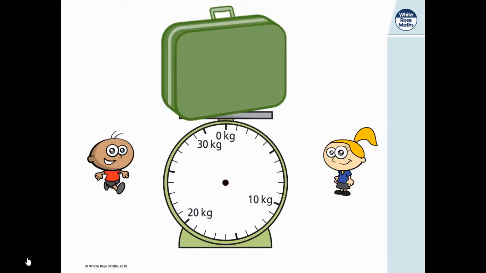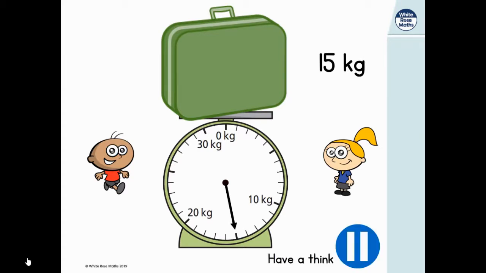Eva now decides to put even more things in her bag, and her bag now has a mass of 15 kilograms. She says to Tommy, can you have a go at drawing the arrow to show where 15 kilograms is? This is where Tommy draws his arrow. Pause the video here. Is he correct? Eva thinks he is correct.